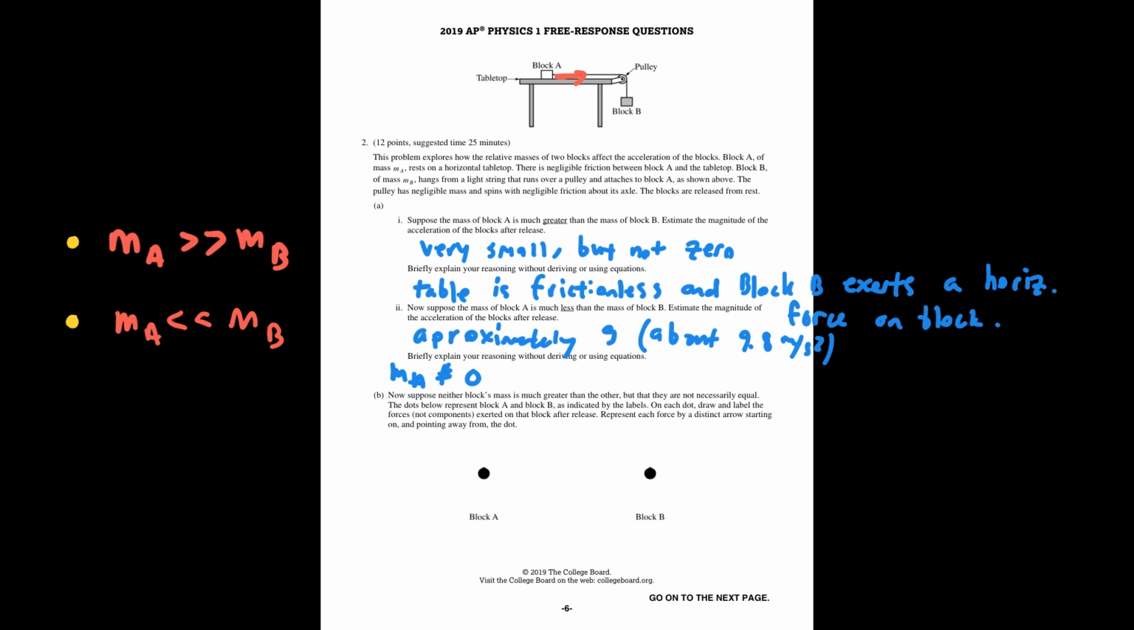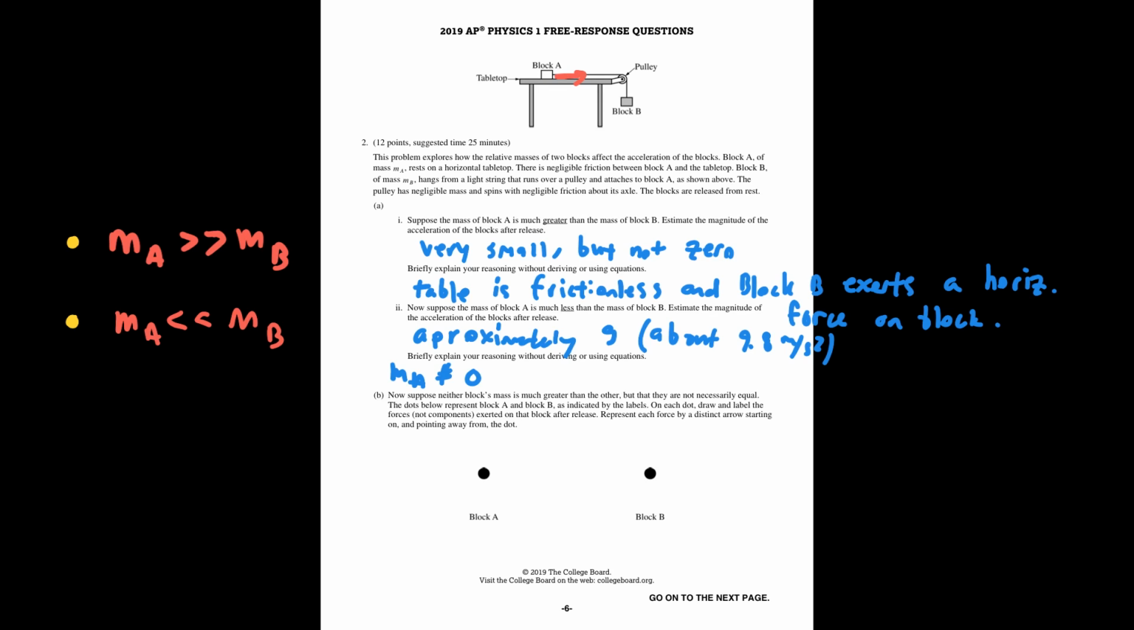Now, this next part asks us to look at the free body diagrams of blocks A and B. Suppose neither block's mass is much greater than the other, but they're not necessarily equal. So there's still the chance that they would accelerate, because block B is going to pull down on block A. They want us to, on each dot, draw and label the forces, not components, exerted on each block after they're released. Represent each force by a distinct arrow starting on and pointing away from the dot. These are the standard directions for the free body diagrams for AP Physics 1.